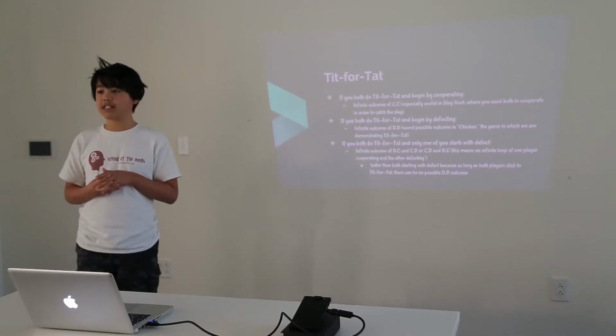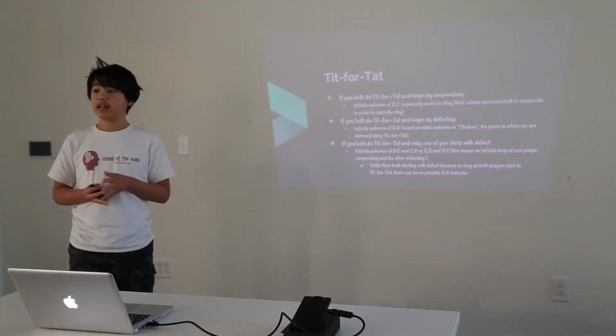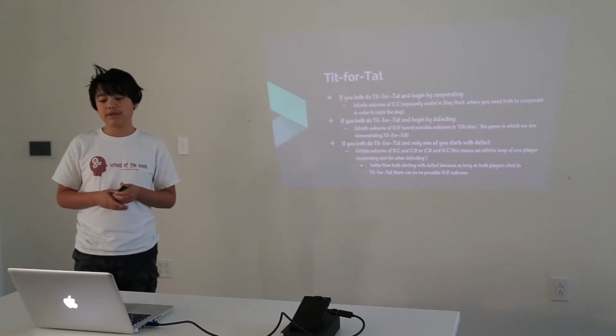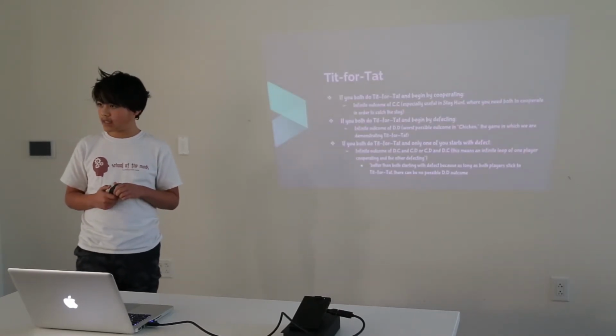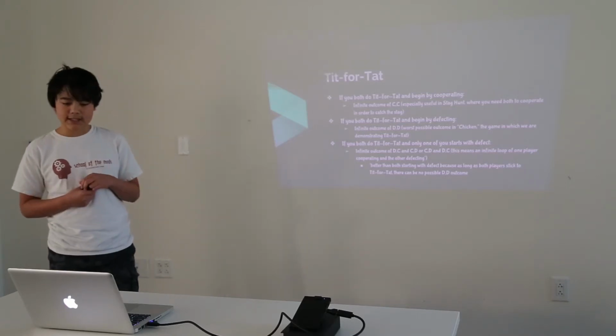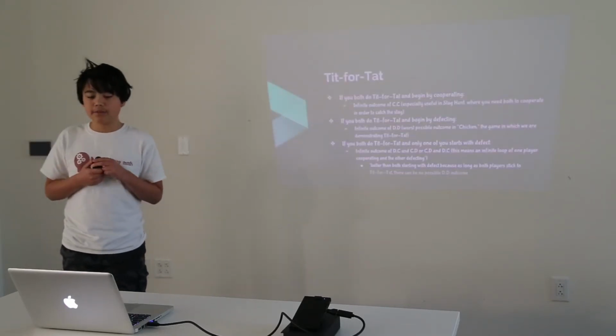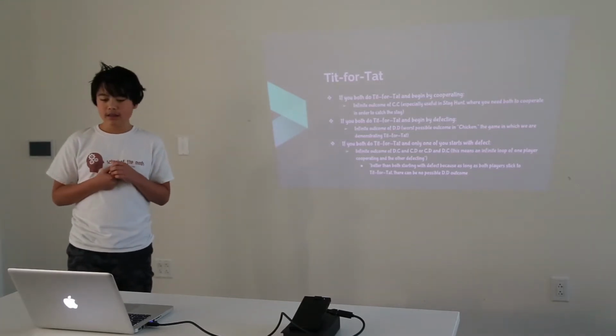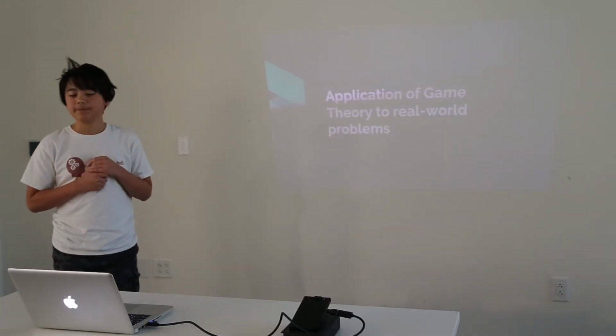If you both do tit for tat, only one of you starts with defect. You have an infinite outcome of defect cooperate in a loop, which means an infinite loop of one player cooperating and the other defecting. That's basically what we saw in the last slide. This is better than both starting with defect, because as long as both players stick to tit for tat, there can be no possible double defect.